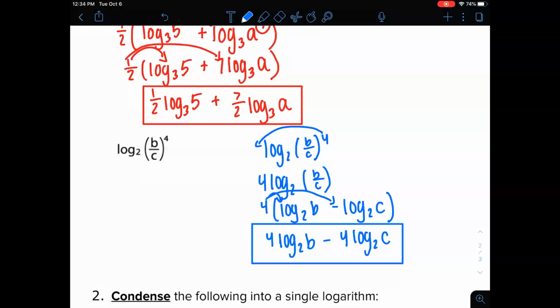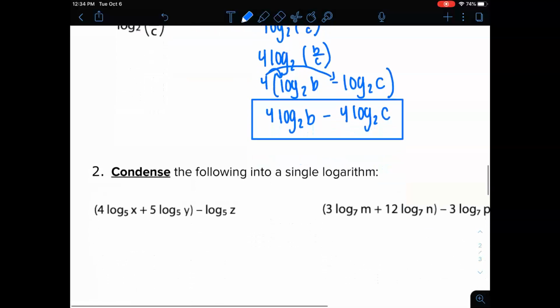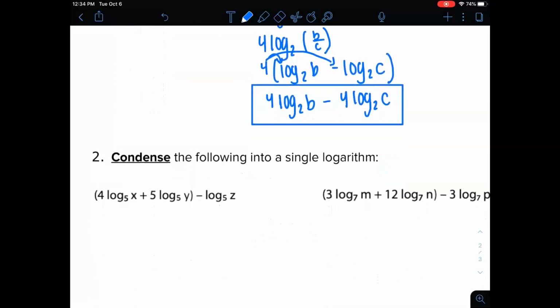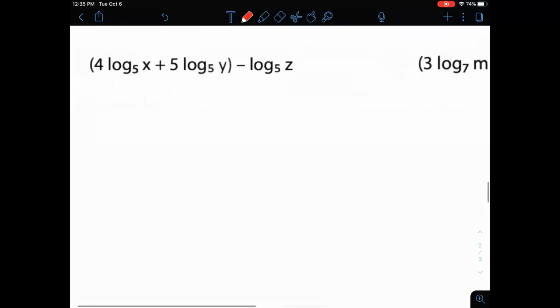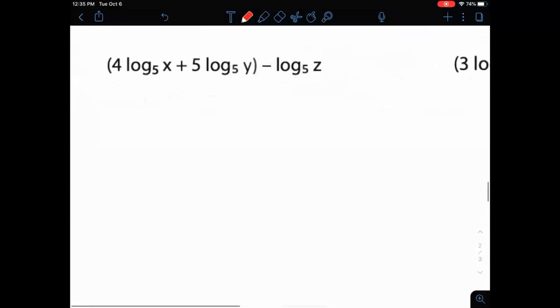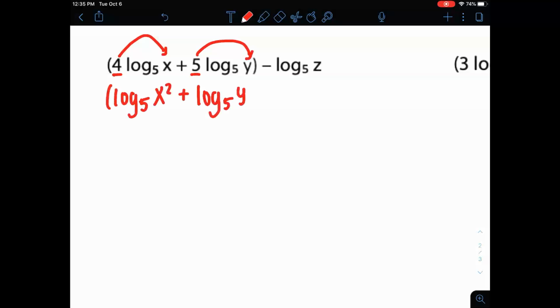Most of the time we're going to be asked to condense, or to make it into a smaller form, and this smaller form is a single logarithm. So looking at my first expression here, there's a lot going on and multiple places you can start. I'm going to try to pick the most efficient way. First off, I have coefficients, and we should know that those in the reverse direction become our exponents. So this turns into log base 5 of x squared plus log base 5 of y to the 5th.